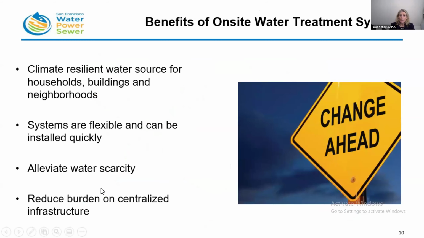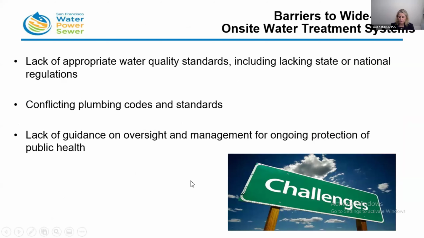There are a number of benefits associated with on-site decentralized water treatment systems. Certainly, it provides a climate resilient water source for households, buildings, and neighborhoods. These systems are very flexible and can be installed very quickly, unlike municipal centralized infrastructure, which can take decades to install. They also help to alleviate water scarcity and reduce the burden on centralized infrastructure. We have a lot of benefits, but there are also challenges associated with on-site water treatment systems.